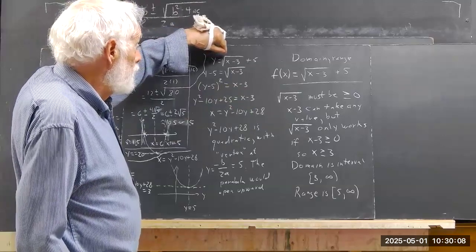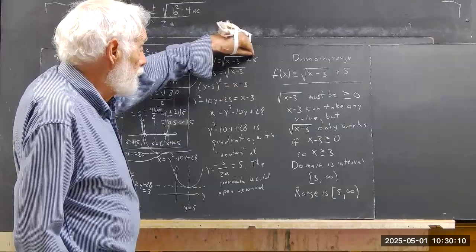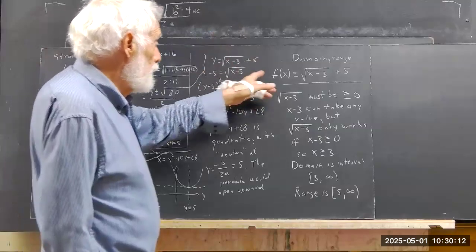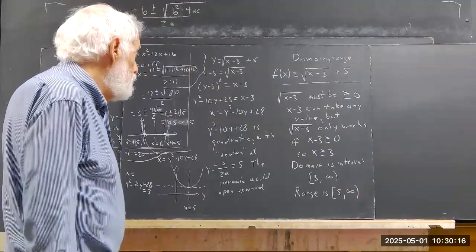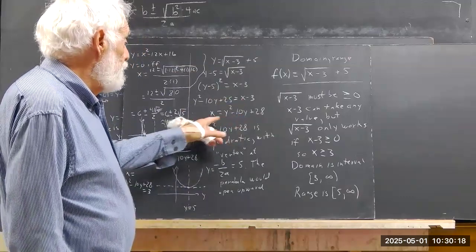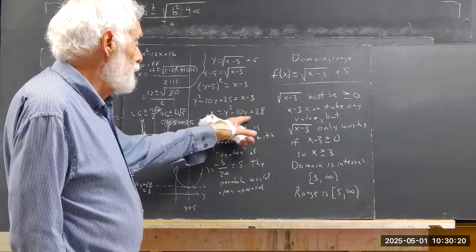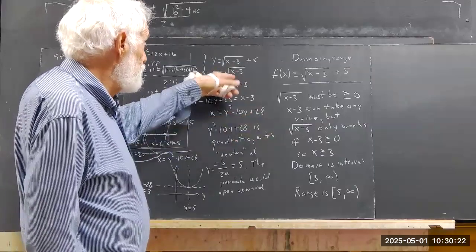So what we do is we take y equals square root of x minus 3 plus 5, assuming that y equals f of x, and solve for x. Well, when we solve for x, we get x equals y squared minus 10y plus 28. And the steps are simple.